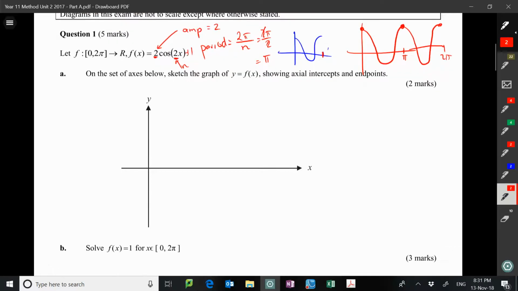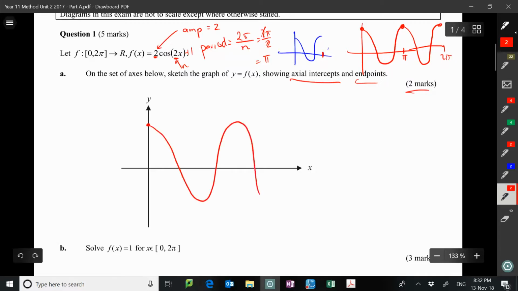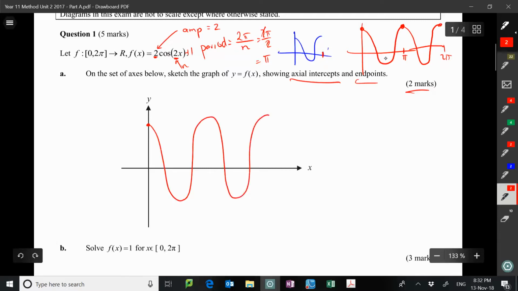So it says here, on the set of axes below, sketch the graph of y equals f of x, showing axial intercepts and endpoints. Okay, so make sure you give that to get the 2 marks. So here we go. Starting at the top, going all the way down, come back up. Oh, actually, I made it too big. Let's make it a bit thinner. Here we go. There we go. That's a nice graph. And I know that it finishes at 2 pi. Remember, this one cycle was pi.